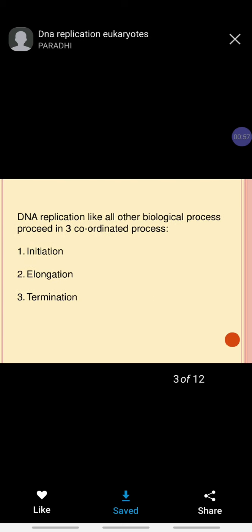Replication in eukaryotes is much more complex than replication in prokaryotes. You know that replication in prokaryotes has an enzyme, DNA polymerase III, which contains 10 subunits and is responsible for DNA replication. There is initiation, elongation and termination. In eukaryotes, there are also three phases: initiation, elongation and termination.